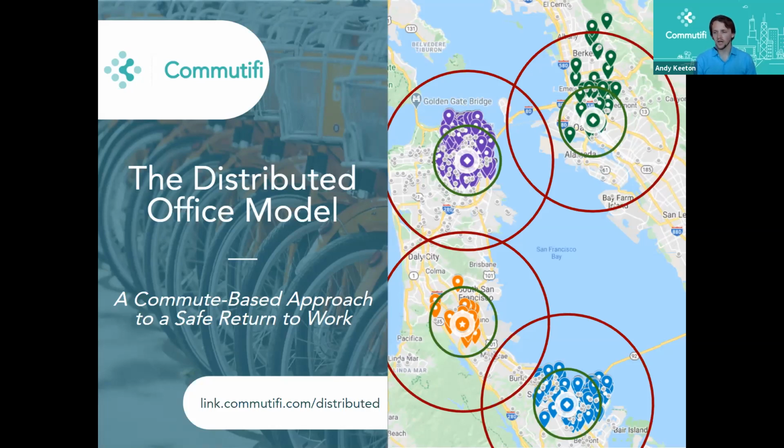We can talk more about that, but we think at Commutify that this is a really good opportunity moving forward for companies coming out of COVID.